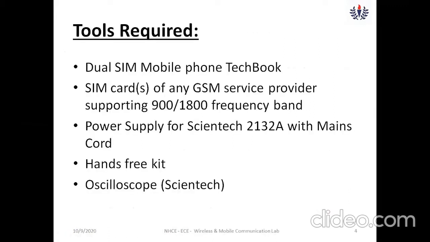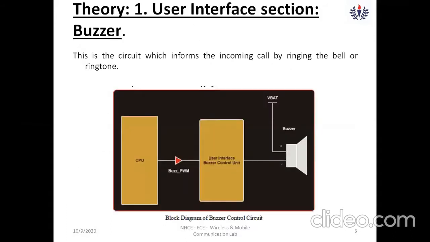So the tools required are almost the same as we saw in the previous experiment. Dual SIM mobile phone, textbook, then you'll need SIM cards, power supply for the kit, and hands-free kit. Then you will need the oscilloscope. Okay, fine. So the first thing that we'll be looking into here is the buzzer.